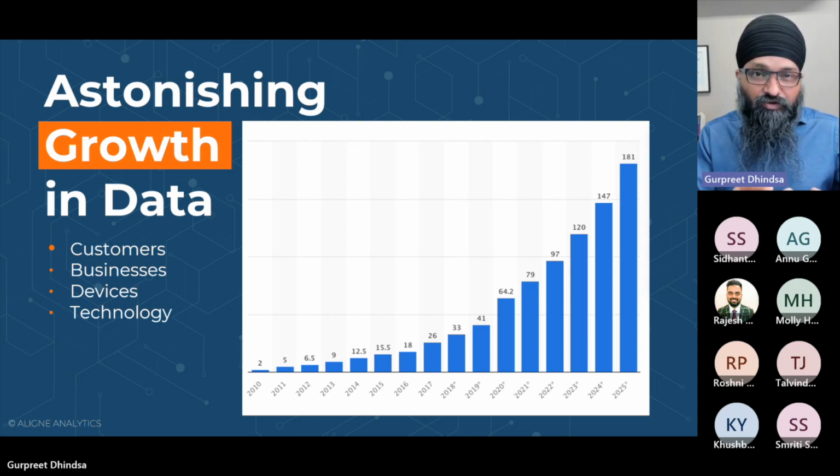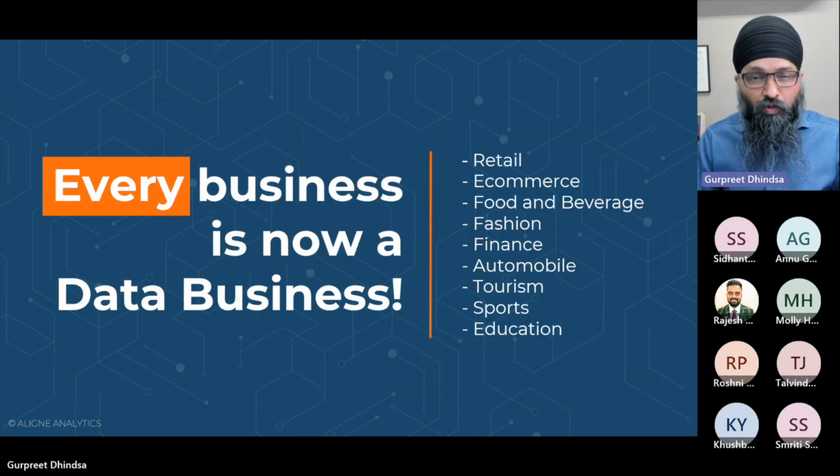But at the moment, we're trying to understand that there is lots and lots of data being generated, and the volume of data being generated is increasing exponentially every year. So there is a lot of data available to businesses. Now, the idea is that because we have so much data being generated for every type of business, whether it is a retail business, an e-commerce business, or a food and beverage business, fashion, finance, automobile, tourism, sports, education, every sector, every business is a data business now. Every business is generating data.